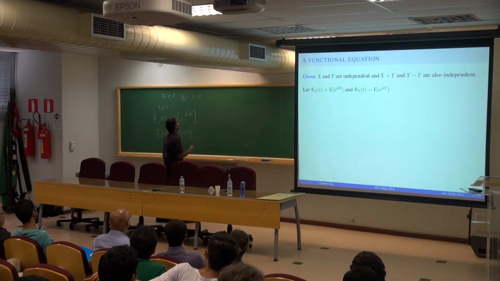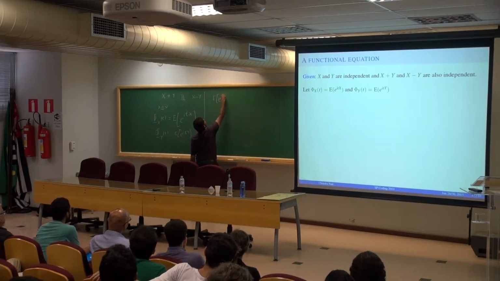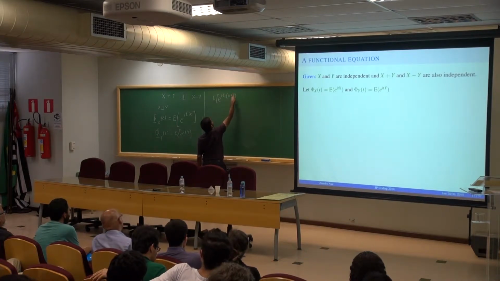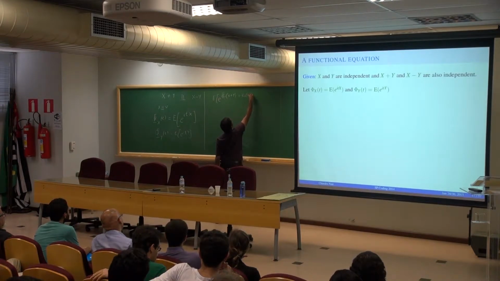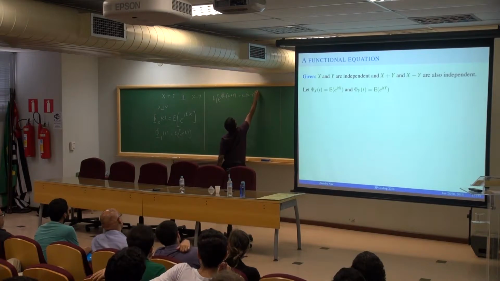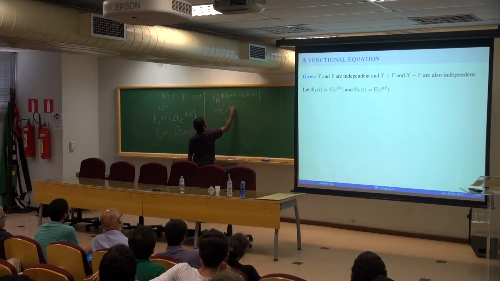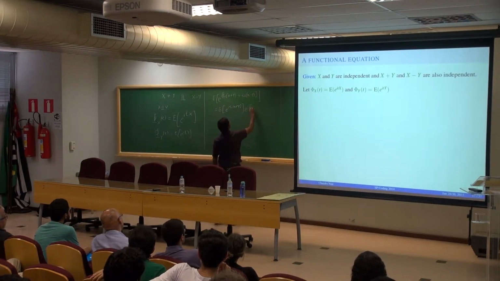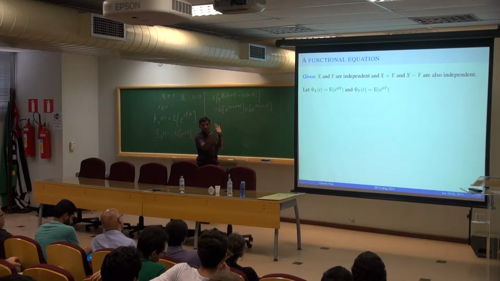Okay, what does independence give me? Independence gives me the following for the characteristic functions. So let's take the expected value of e power i t1 times x plus y, plus t2 times x minus y. Okay, I claim that this is equal to the expected value of e power i t1 times x plus y, times the expected value of e power i t2 times x minus y. Why? Because these two are independent. So these are functions, and they're independent, so they become products of expectations.